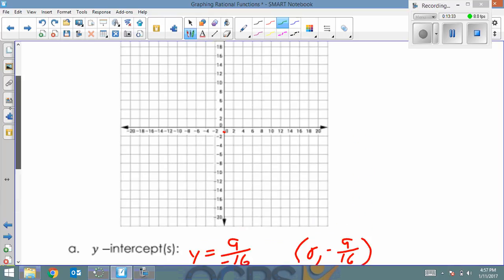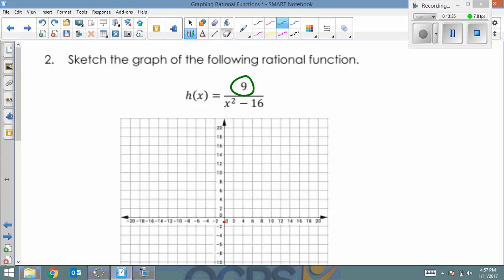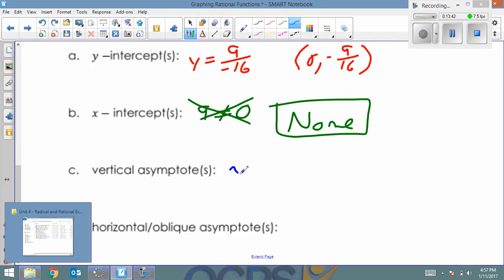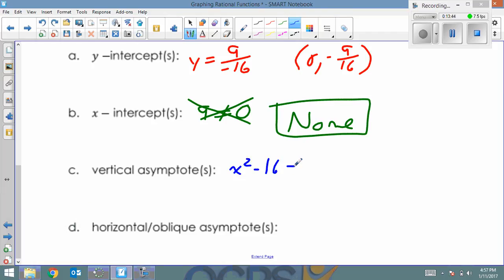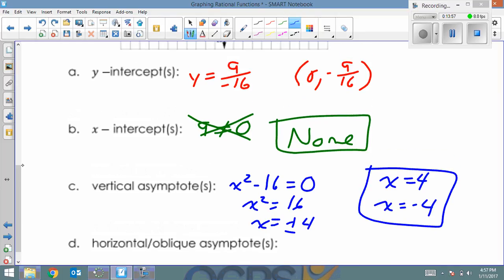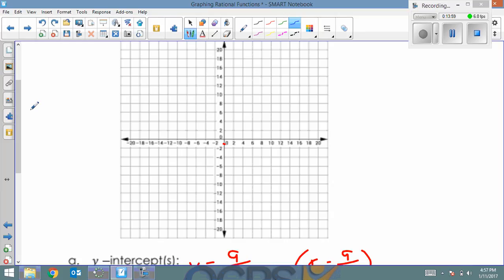Vertical asymptote. To find our vertical asymptote, take your denominator, set it equal to 0. So x squared is equal to 16. So x equals plus or minus 4. So that means we have an equation of x equals 4 and x equals negative 4. Those are two vertical lines. I'm going to graph both of those. That's x equals 4.